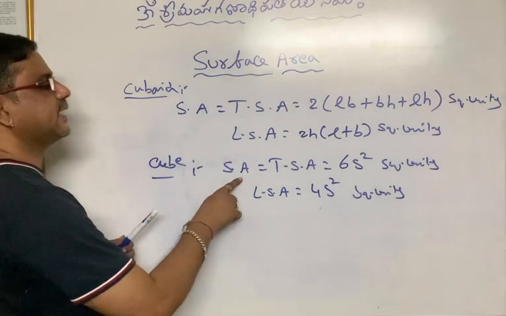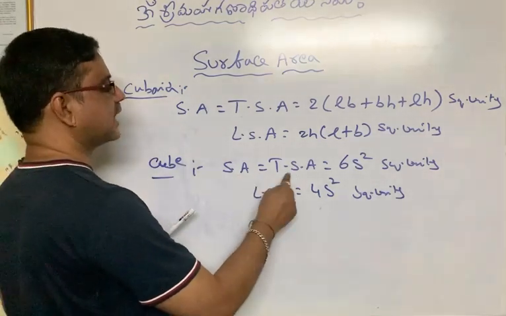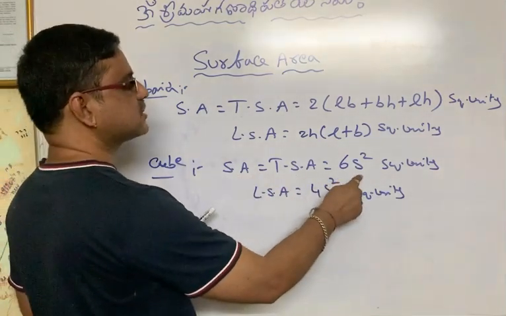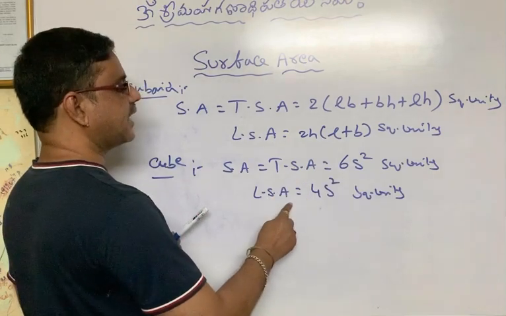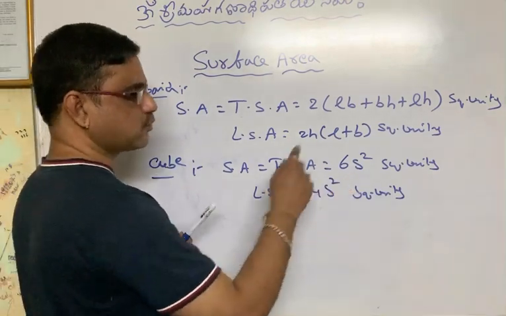So, the surface area or total surface area of a cube is 6s square. The lateral surface area of a cube is 4s square.